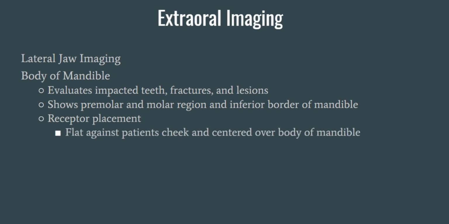Flat against the patient's cheek and centered over the body of the mandible. So that film is flat up against the patient's cheek and centered over the body of the mandible. So you have to know your anatomy there and find the body of the mandible and put the film flat against the cheek. Keep a note here that the receptor or the cassette that is holding the receptor should be parallel with the body of the mandible as well.